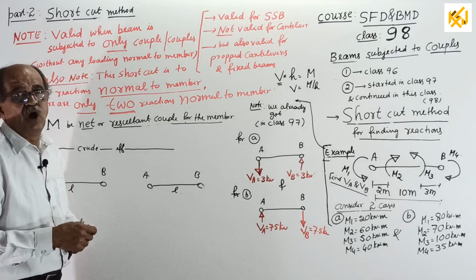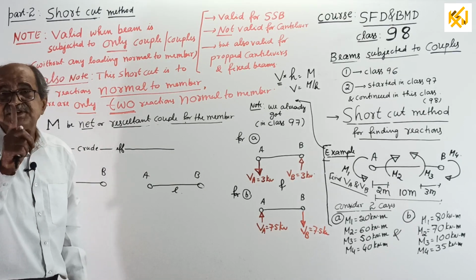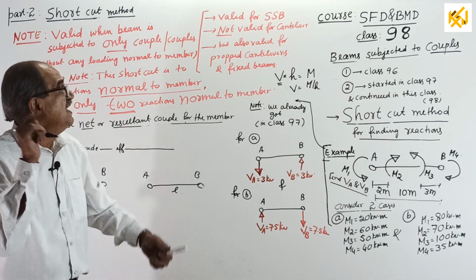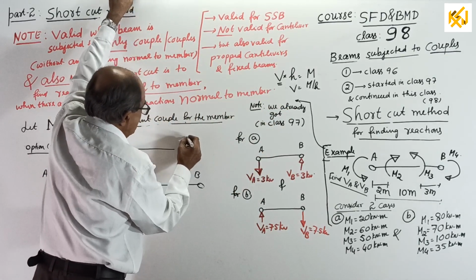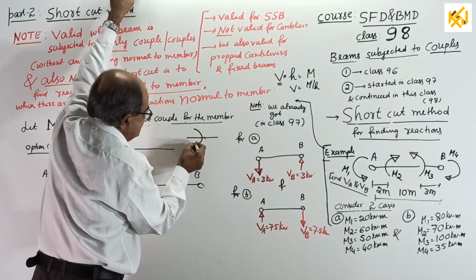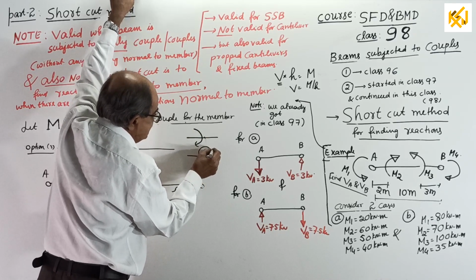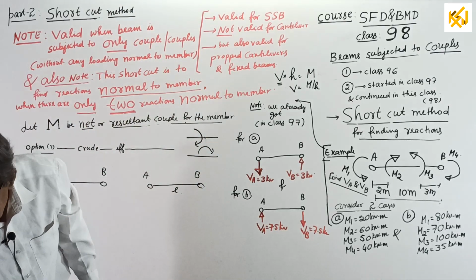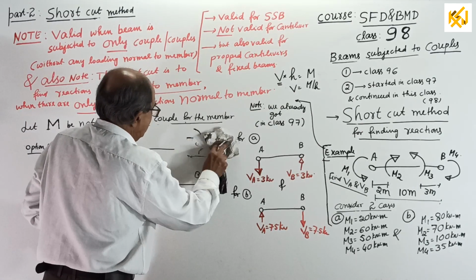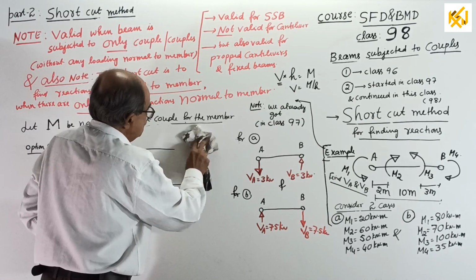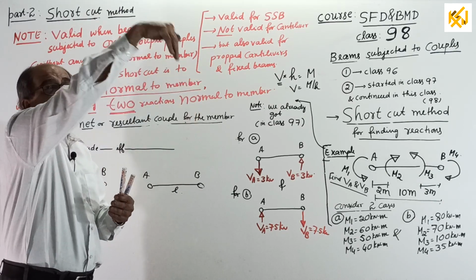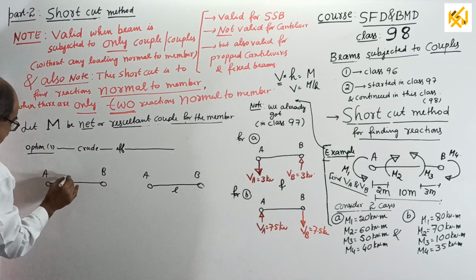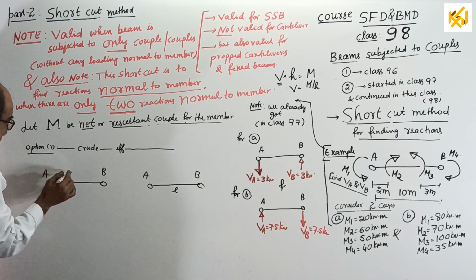M can be either clockwise or anticlockwise. But this time, compulsorily, see, for option 1 and option 2, if clockwise, you can either write like this or mark it like this. No problem, it hardly matters. But for option 3, the crude method, you have to mark the couple this way or this way. See, clockwise means anywhere, somewhere inside, mark.